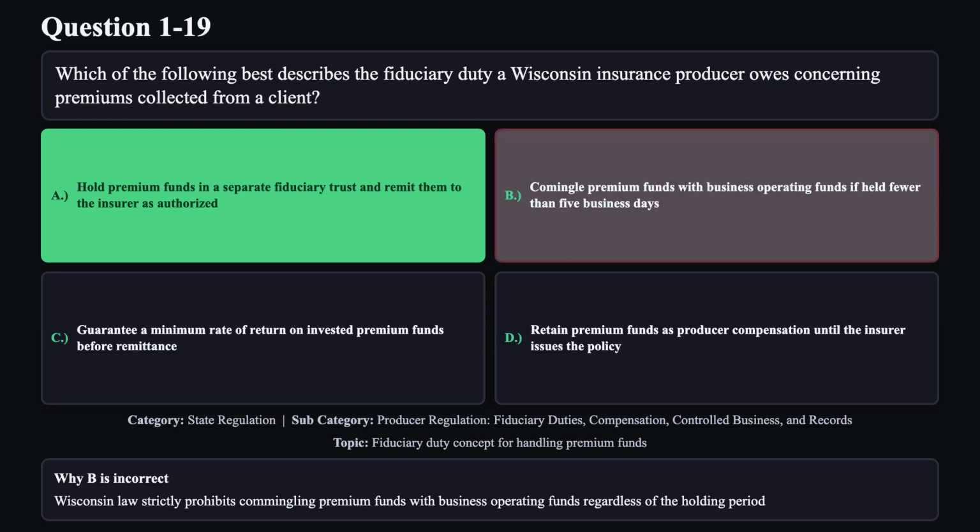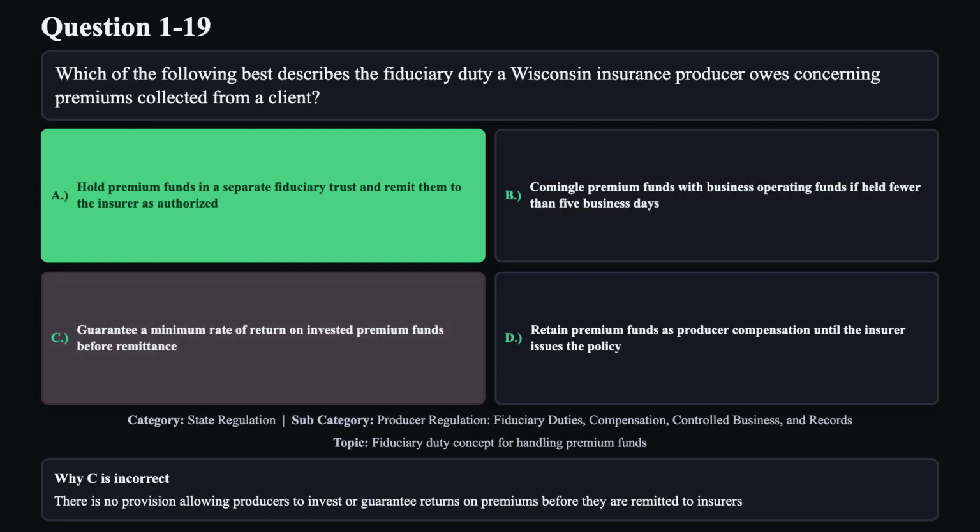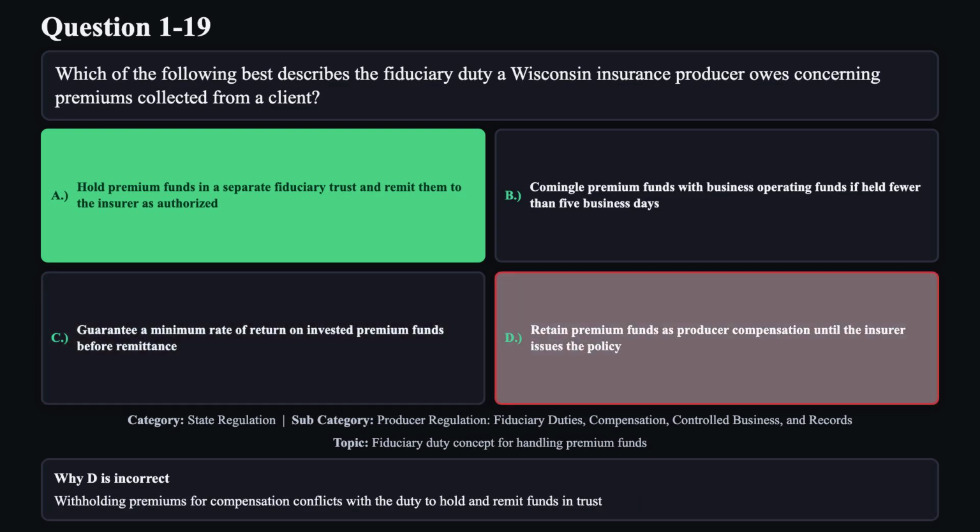Wisconsin law strictly prohibits commingling premium funds with business operating funds regardless of the holding period. Reason C is not correct. There is no provision allowing producers to invest or guarantee returns on premiums before they are remitted to insurers. Reason D is not correct. Withholding premiums for compensation conflicts with the duty to hold and remit funds in trust.